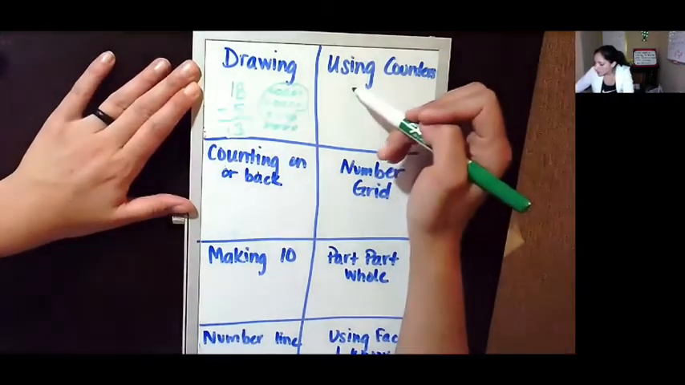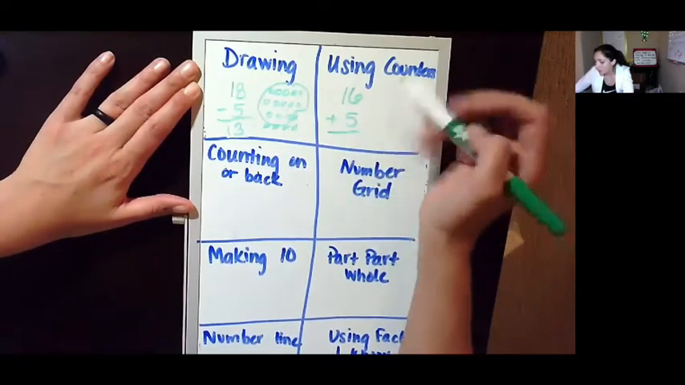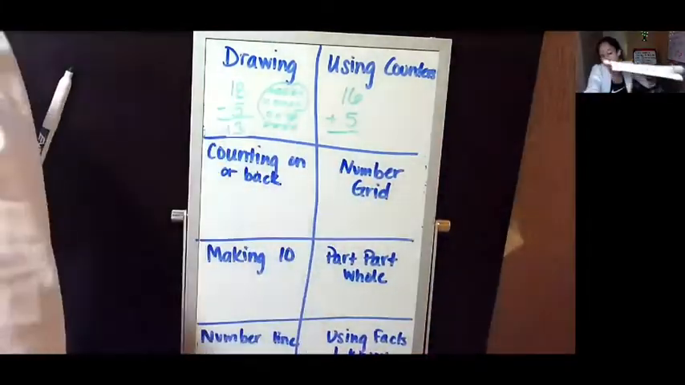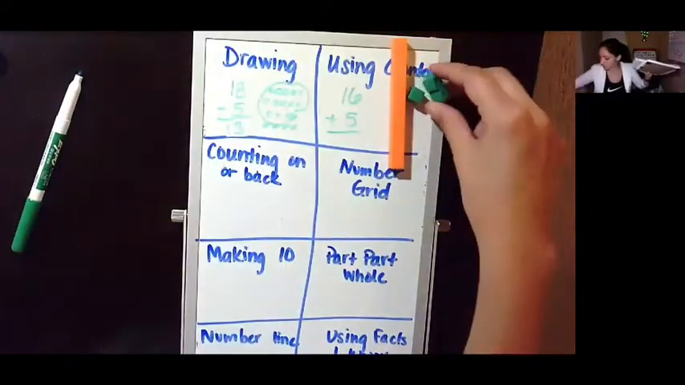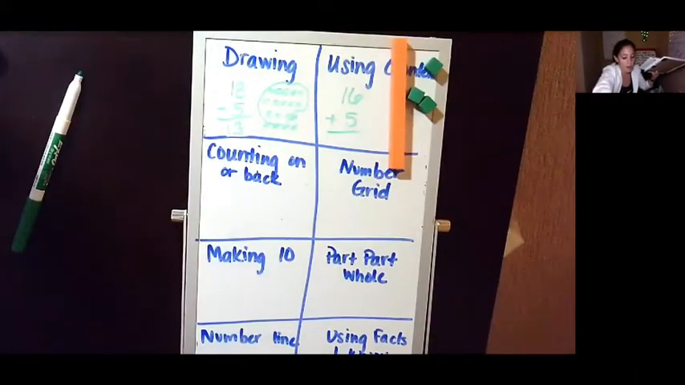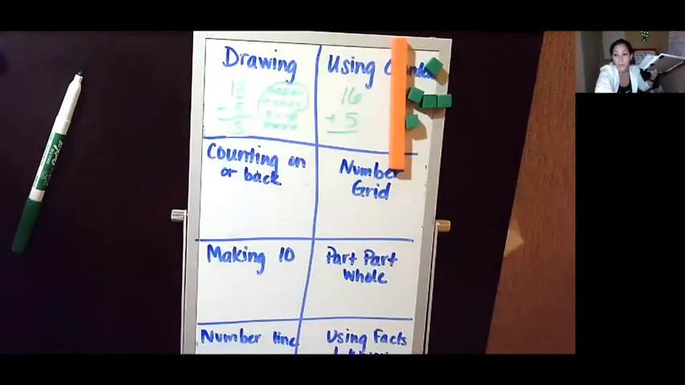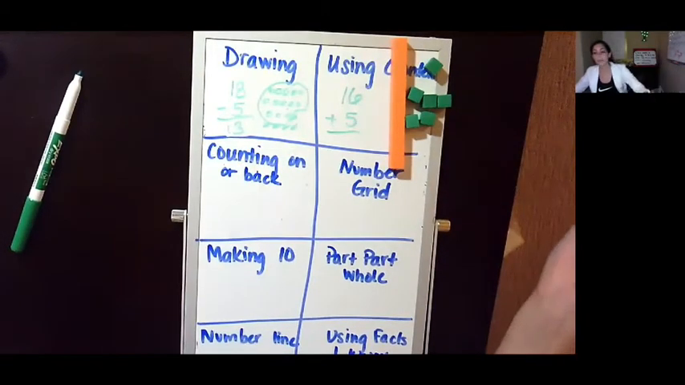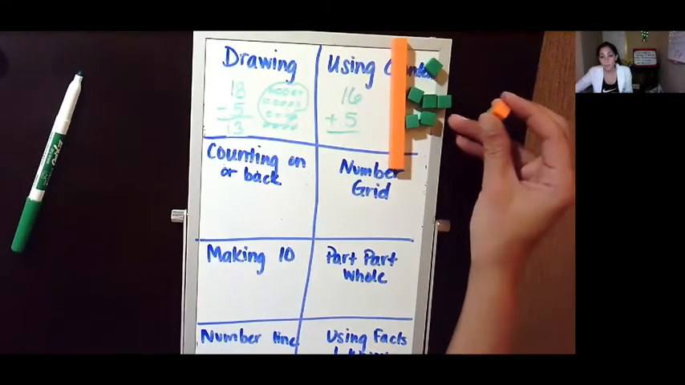So let's say we're doing 16 plus 5, okay? If I'm using counters, I would take maybe my place value pieces and I would do 16, and then I would add on 5 from there. You don't have to have place value pieces. You could have popsicle sticks and pennies, or popsicle sticks and beads, or maybe pretzels and Cheerios. I don't know, whatever you have to help you visualize those numbers.